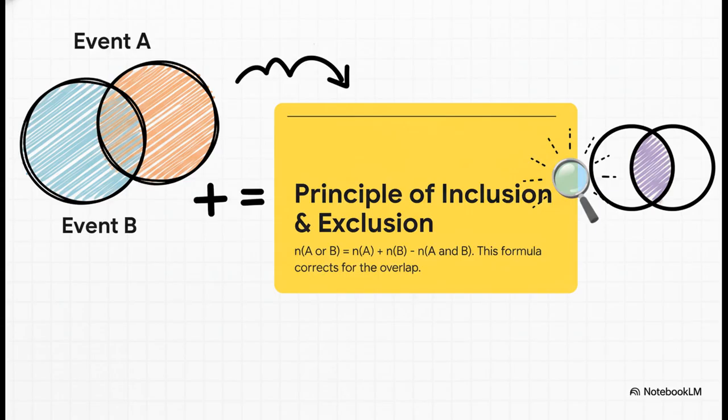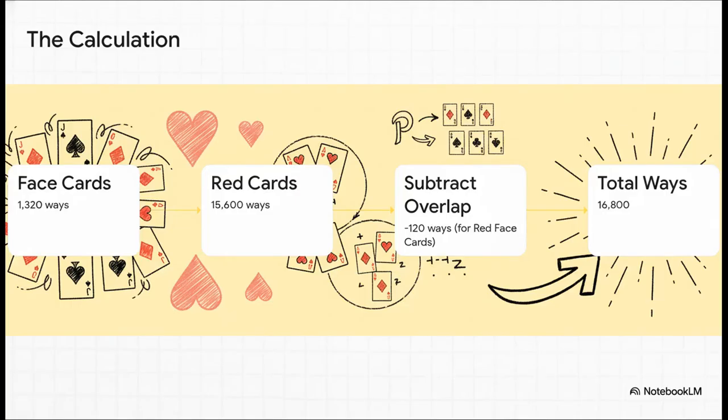But then, and this is the genius part, we exclude or subtract the possibilities that got counted twice because they belong to both A and B. It's the perfect tool to clean up that overlap. So let's put this thing into action.